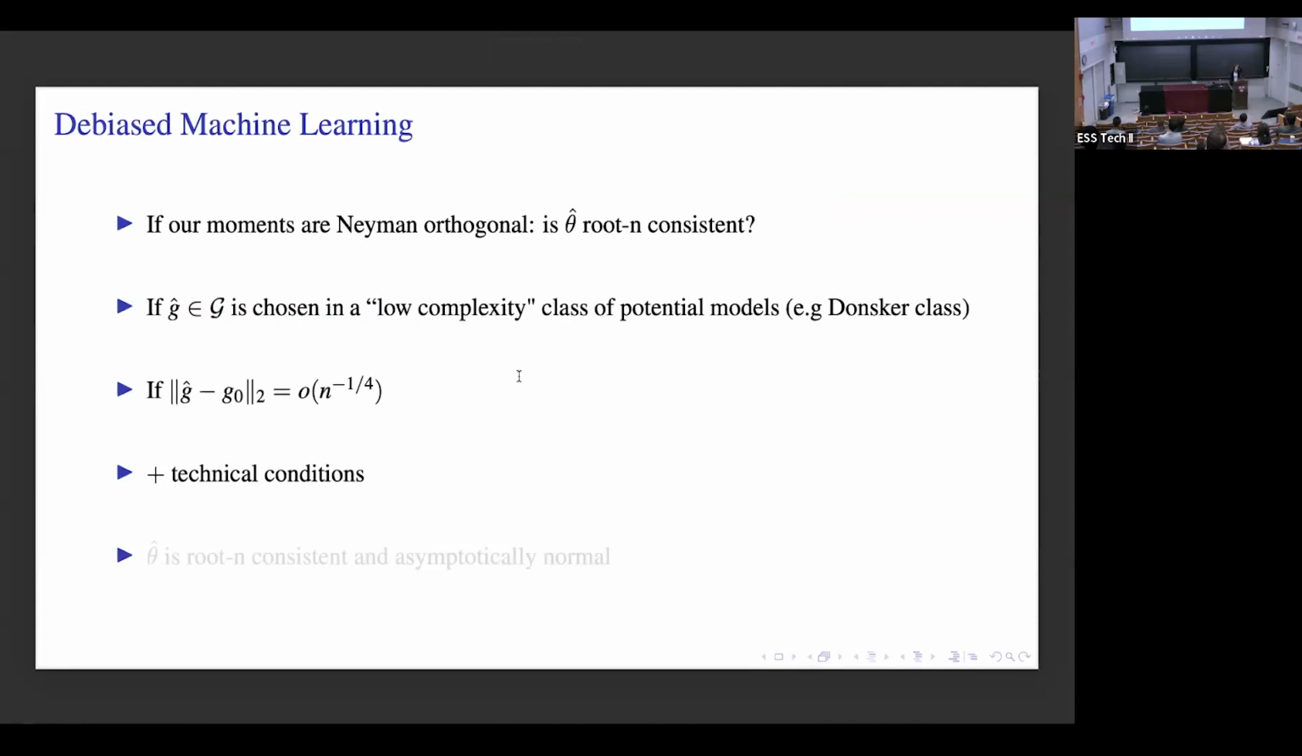If your nuisance estimator belongs to some type of low complexity class, for example, is Donsker, and you can estimate your nuisance parameter not at the parametric rate, but at the slower rate of little o of n to the power minus 1/4, then under certain general conditions, we can tell you that theta hat is still asymptotically normal and still converges at the parametric rate. And so the world is beautiful. Even though we had to deal with this nuisance parameter, we're still in the beautiful world of parametric inference.